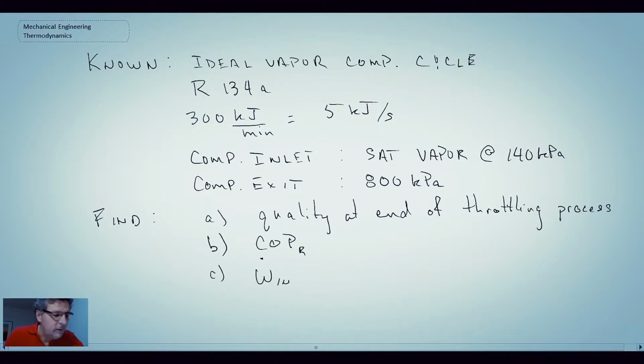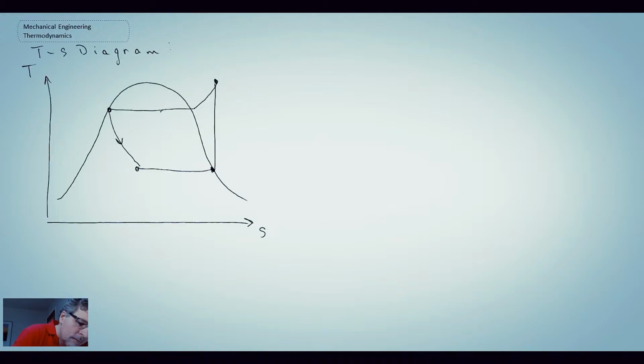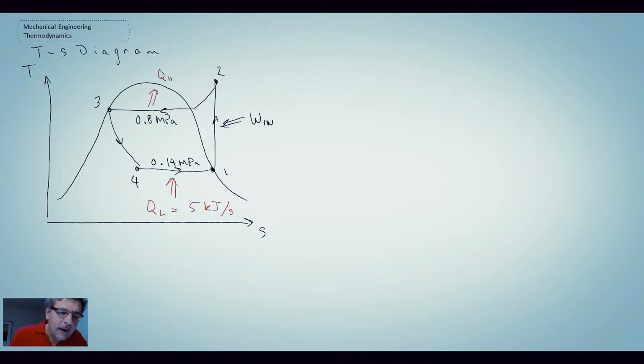So those are the things that have been given and what we're looking for. Next step, we'll write out a TS diagram, and then we'll start looking up the property data out of the back of the book using the tables for R134a. So that's our TS diagram, writing out state information and looking at property data in the back of the book.